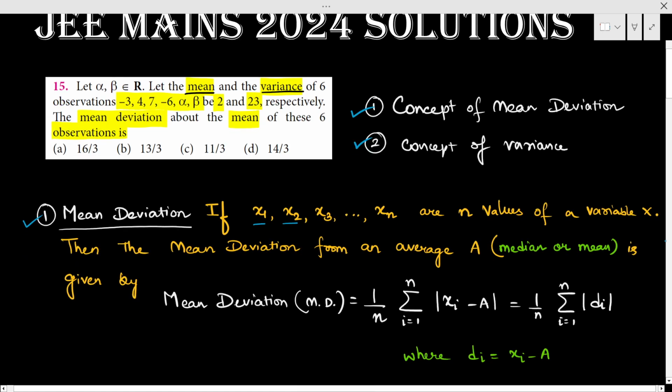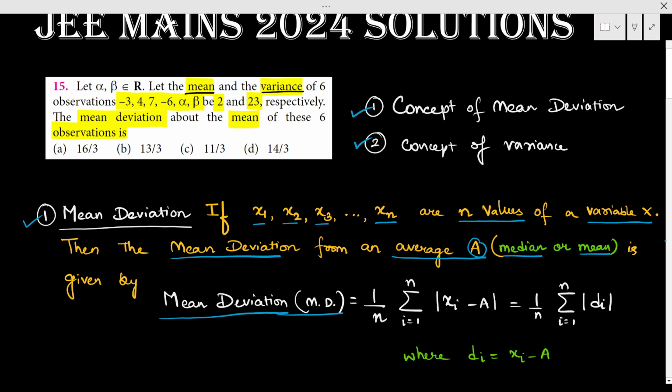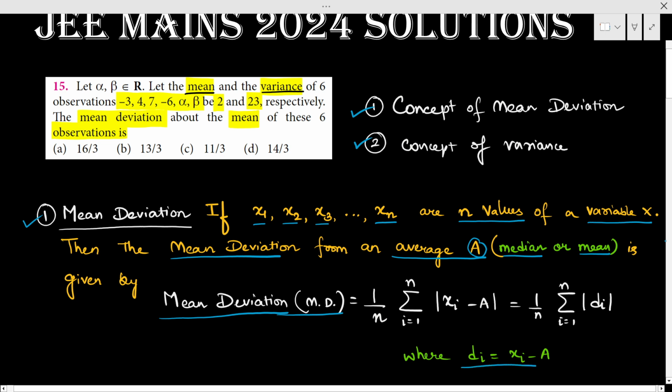If x1, x2, x3 and so on up to xn are n values of a variable x, then the mean deviation from an average A, where this A can be median or mean, is given by mean deviation, short form is MD, is 1 by n summation mod of xi minus A, which is same as 1 by n summation mod of di, where this di is xi minus A, right?